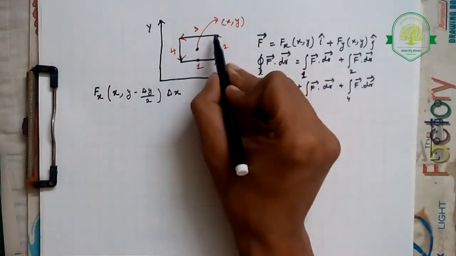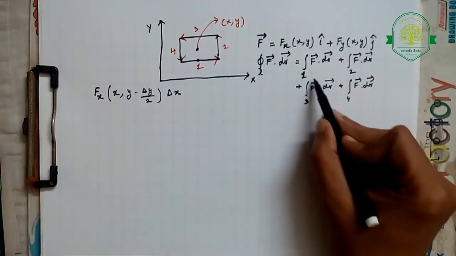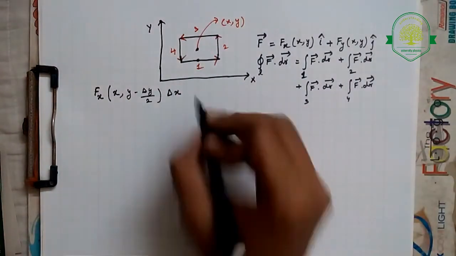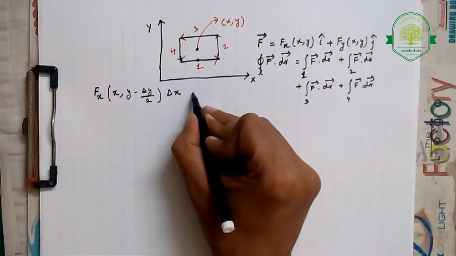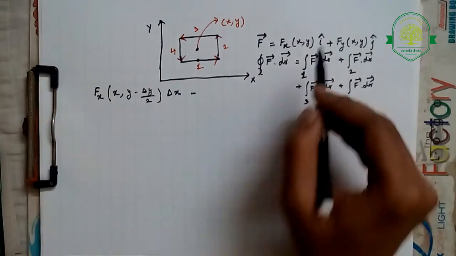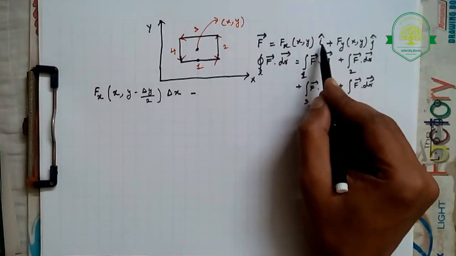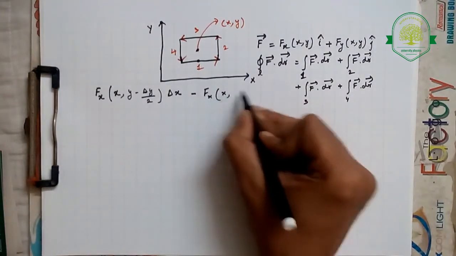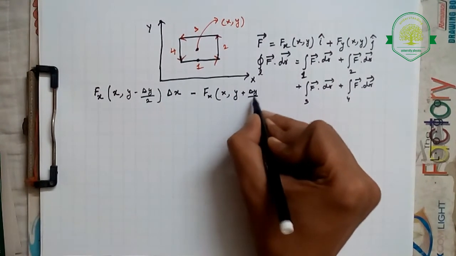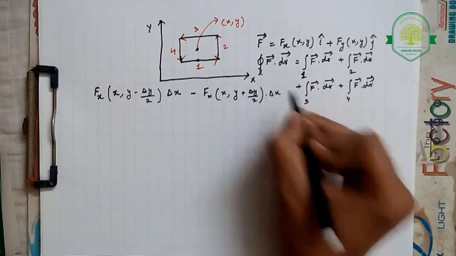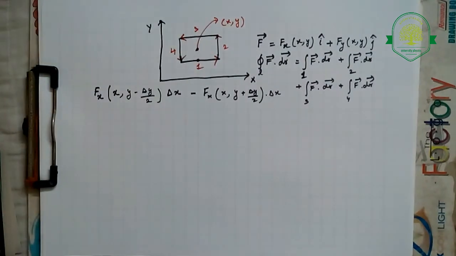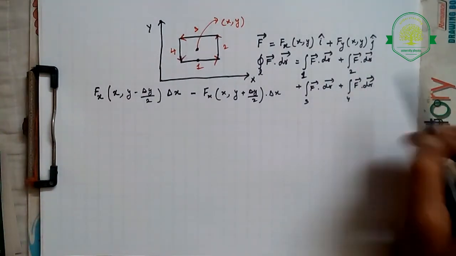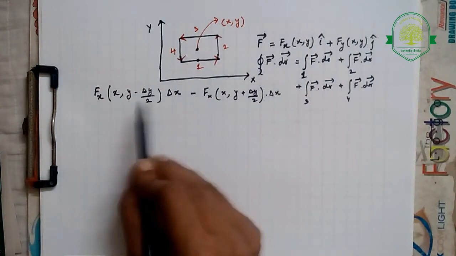In the same way, if we find out the third integral, that is f dot dr over the line segment 3, then first of all we'll have a minus sign, because fx by definition is along the positive x-axis, that is i cap. So we have fx at x comma y plus delta y over 2, and we'll have to multiply that with delta x. So the first and the third integrations are done. Before we move on to the second and fourth, let us first see what this yields us.